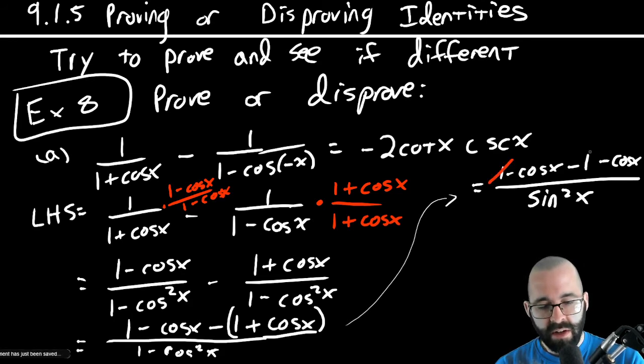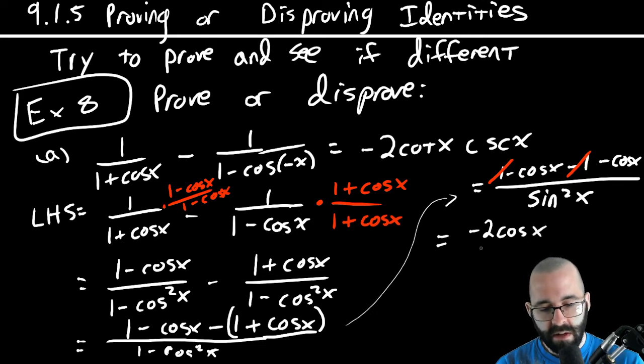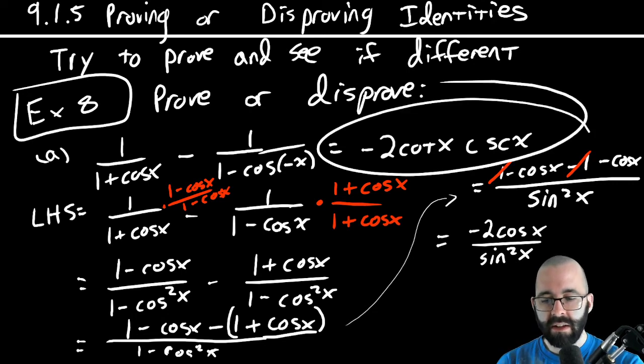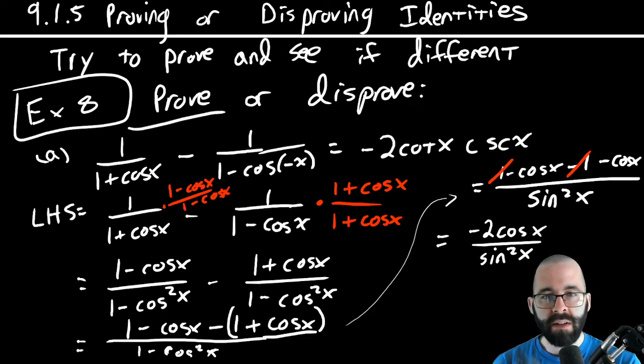We have a positive 1, minus 1. Those cancel. And we can collect like terms. Negative cosine of x minus another cosine of x is negative 2 cosines of x over sine squared of x. And we're trying to get this to look like that. And maybe it will, in which case we prove it. Or maybe it won't, and we'll disprove it.